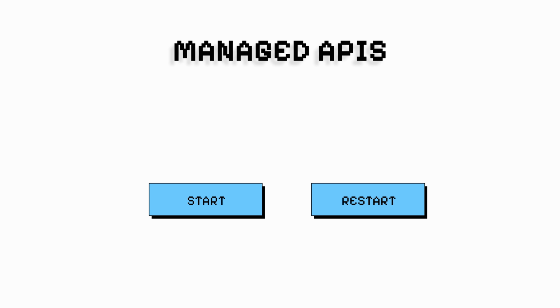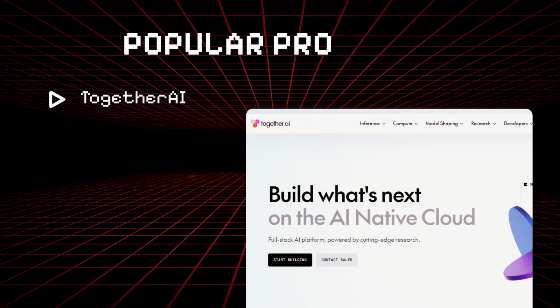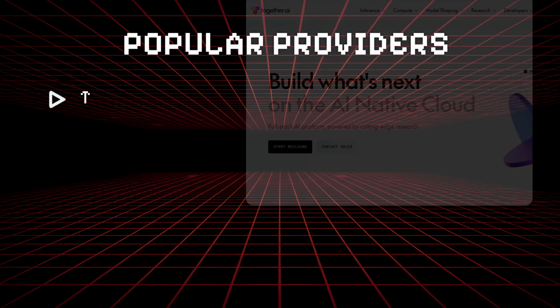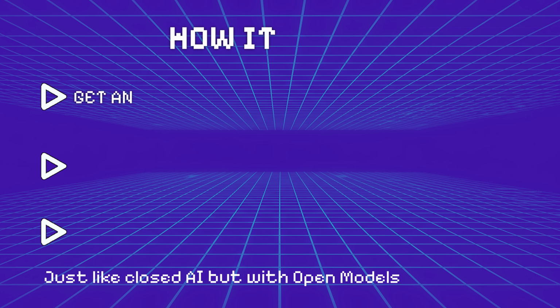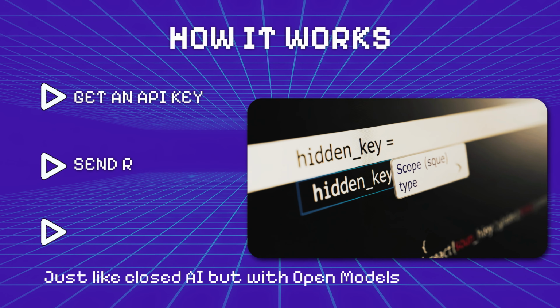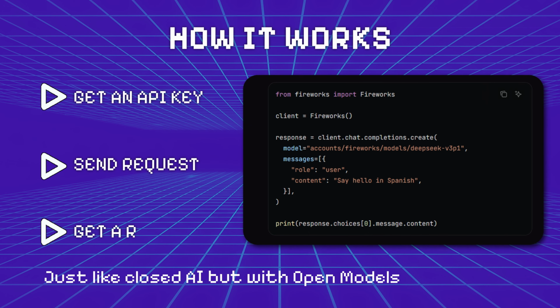Managed inference APIs. This is where things start getting practical. Instead of running models yourself, you let someone else host them. You just call an API. Popular providers for this are Together AI or Fireworks AI. How does it work? You get an API key, you send a request, and you get a response. Just like using closed AI, but with open models.